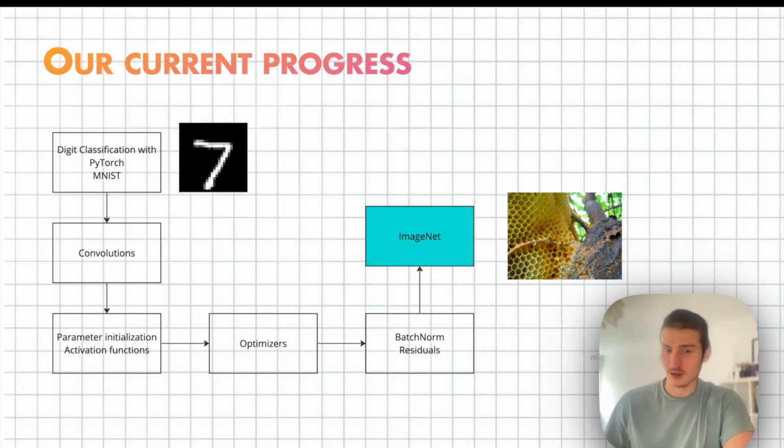So here is what we did in our previous videos. We started with a simple PyTorch code to classify digits, low resolution, not really realistic. Then we went through convolutions, parameter initialization, activation functions, optimizers, batch normalization, and residuals. And today we are finally trying to tackle ImageNet with high-resolution images and a lot of classes. So if you don't know any of these things, please do check out my recent videos or just try to Google these concepts online, because we'll need them today.